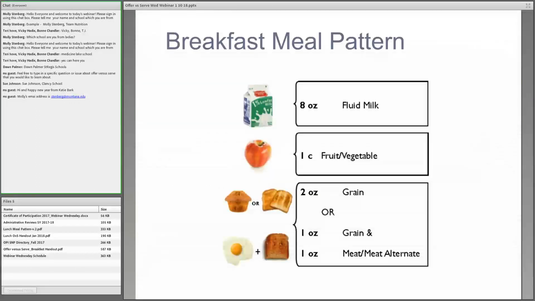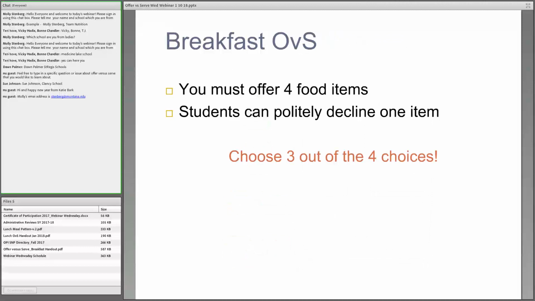Okay, let's talk about offer versus serve in breakfast. So our breakfast meal pattern looks like this: 8 ounces of milk, 1 cup fruit or vegetable, 2 ounces of grain, and then you can do the 1 ounce grain plus the 1 ounce meat alternate if you choose to do so. So when we're thinking breakfast offer versus serve, always have in your mind that students choose 3 out of the 4 choices.